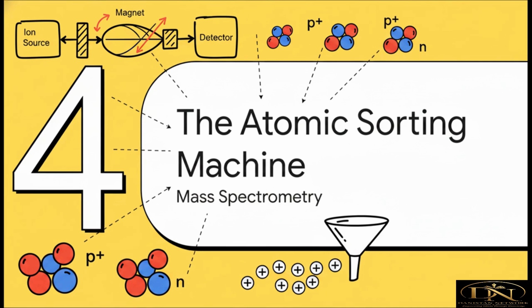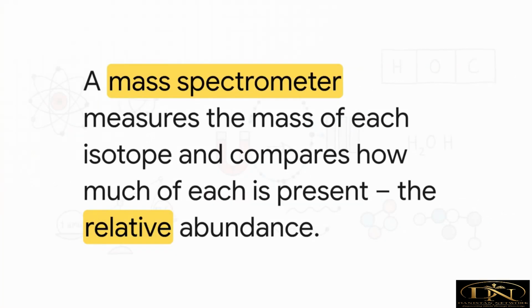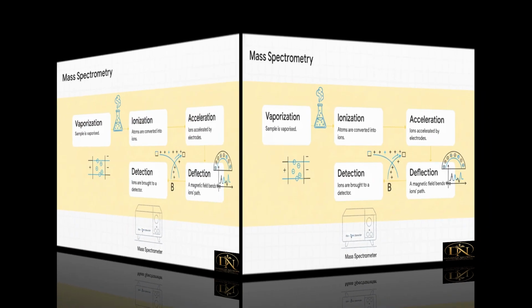Well, for that, we need a very special piece of kit. Let's call it the atomic sorting machine. The key to all of this data, the source of truth, is an amazing instrument called a mass spectrometer. This is the high-tech machine that can take a sample of an element and tell us exactly which isotopes are in there and in what proportion. It's incredible. So how does this thing work?